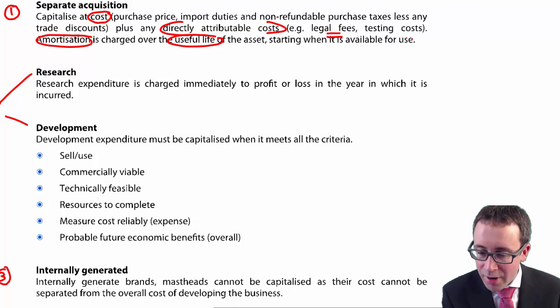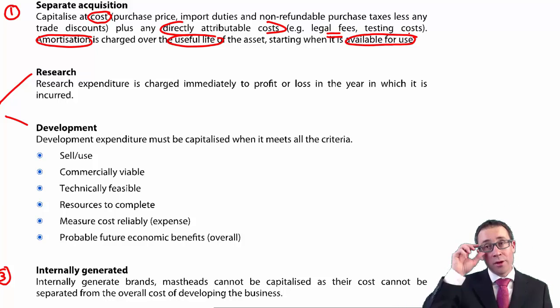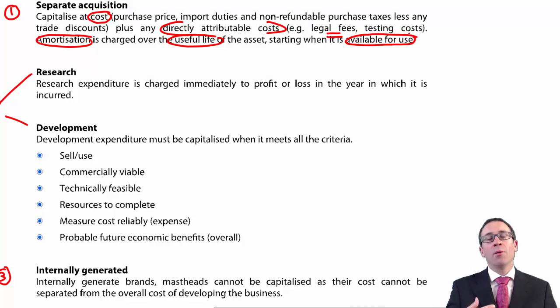And then again, it's ready to be amortized from when it is available for use, like on your depreciation, not when the asset is physically being used, but when it is available for use. Okay, excellent. There you go. Now, there'll be a couple of examples that you'll see within your revision kits that go through the separate acquisition.